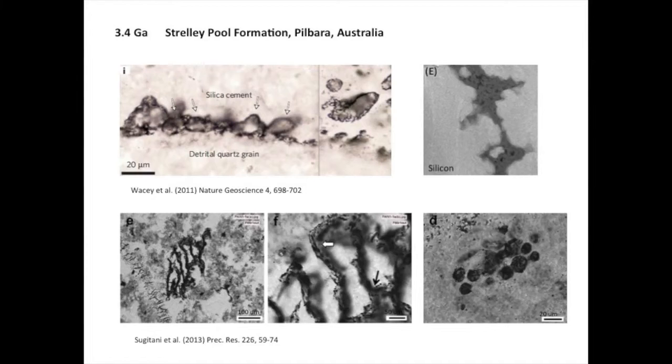And since then, many people have been doing all kinds of detailed in situ analytical studies on a whole suite of organic structures that we've been finding in rocks of that age. This is now Australia again. This is the Strelly Pool Formation. We find structures where people think they have remnants of cell wall structure. And there's actually whole communities of different morphologies that we find. These are studies by Subitani et al.